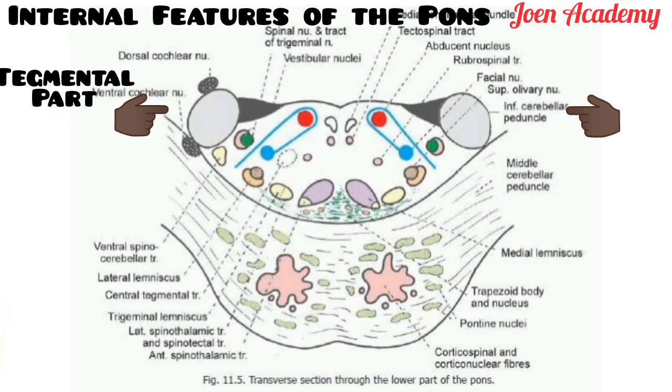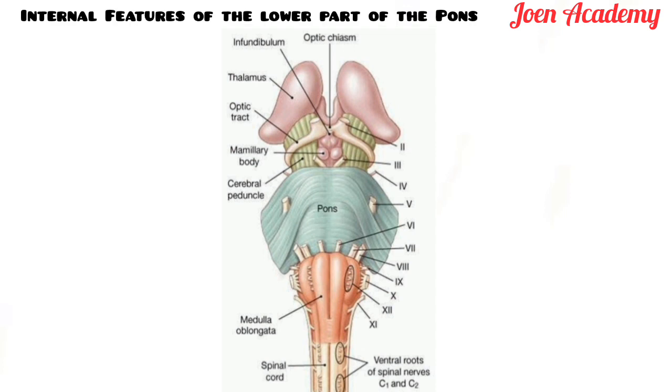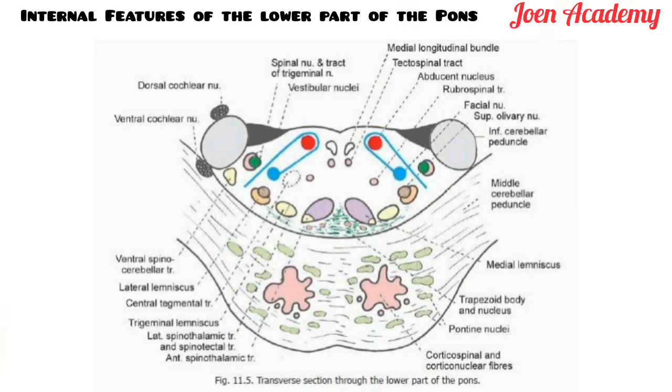This tegmental part of the pons, which we can also call the dorsal part, is actually a direct upward continuation of the medulla oblongata, excluding the pyramids. Now let's have a proper look at the lower part of the pons, which is at the level of the facial colliculus. At this lower part, the sixth cranial nerve nucleus, which is the abducent nerve, lies under the facial colliculus, while the nucleus of the seventh cranial nerve, which is the facial nerve, lies in the reticular formation.